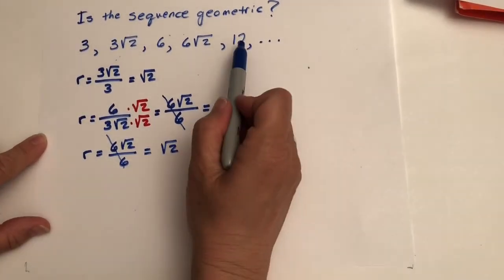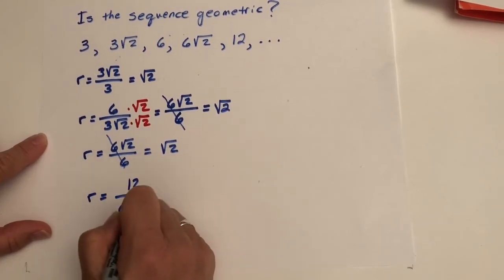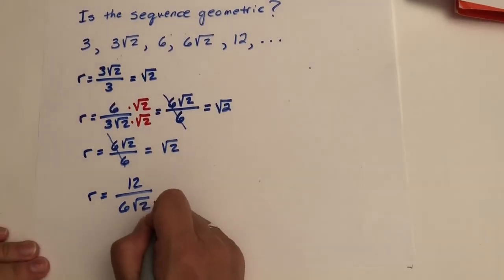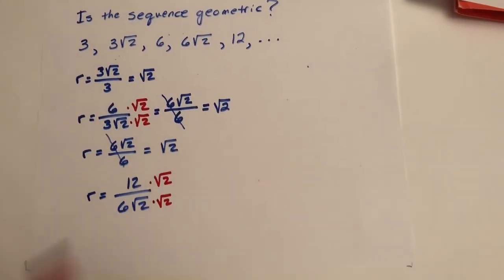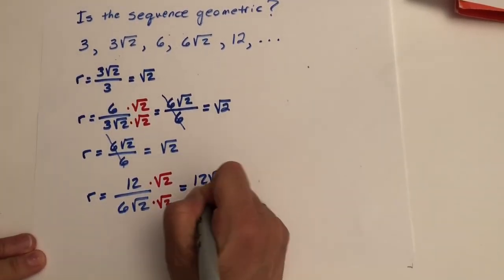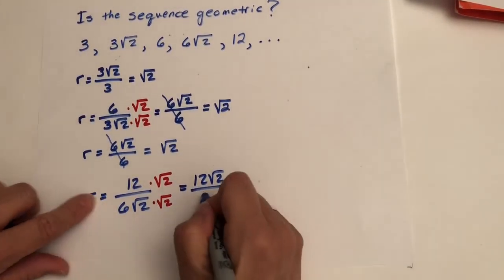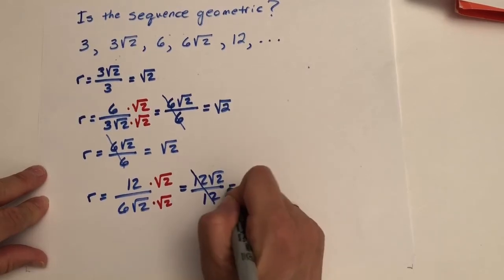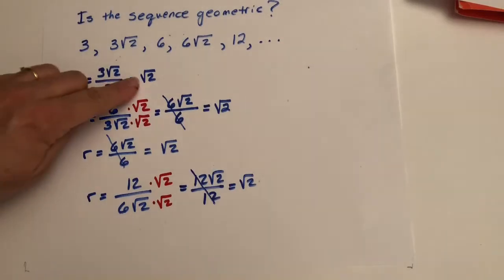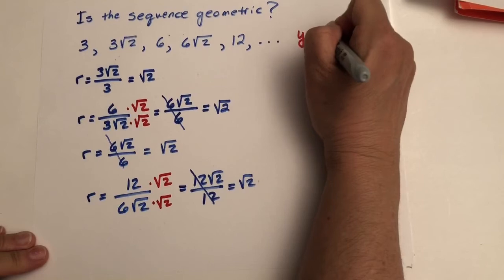And we'll do one more pair. 12 divided by 6 square root of 2. Again, we can simplify in the same way we did this one. So we would get 12 square root of 2 in the numerator. Square root of 2 times square root of 2 is 2, times 6 is 12. The 12's cancel, and again we get the square root of 2. So in fact, we do have a common ratio for this particular sequence. So yes, it's geometric.